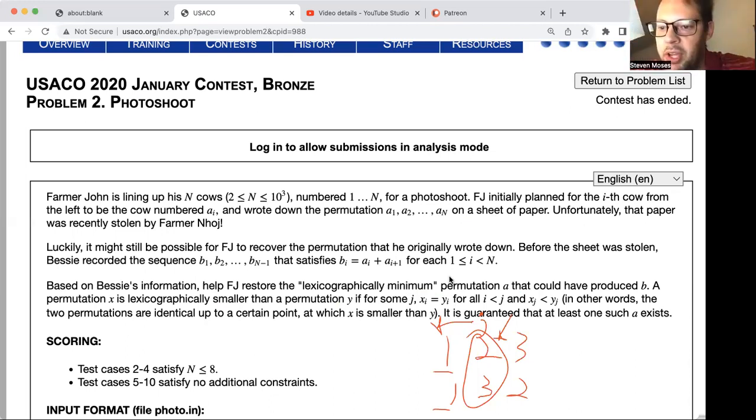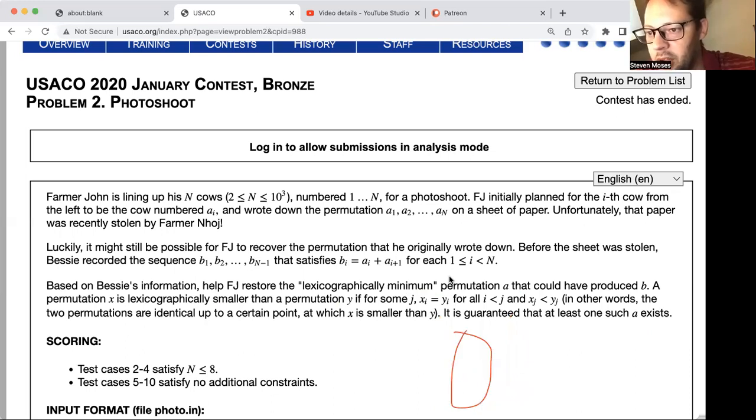Another way to say that would be that there's some digit or some symbol where X is less than Y, and then everything to the left of it is equal, even if that's the first number of the sequence. So if I have 1, 2, 3 and 3, 2, 1, then in this case, this is your J, and there are no I's less than that. That's a rather mechanical way to write this.